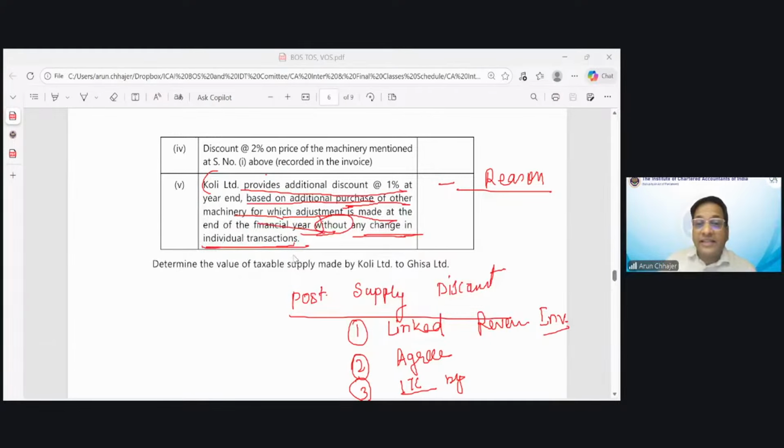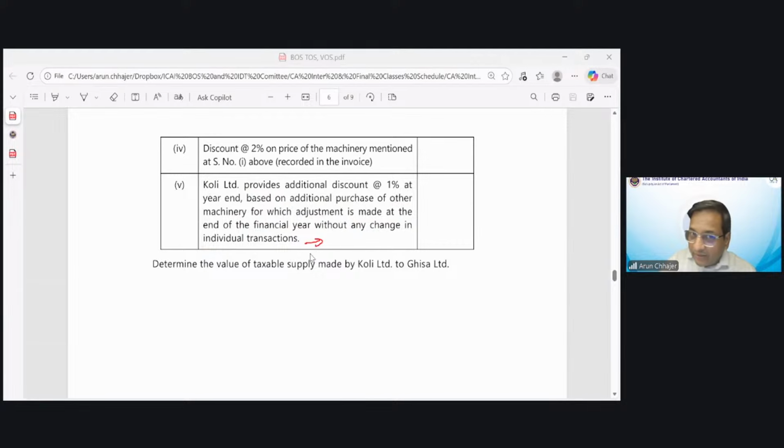So therefore, we can say it is not excluded. So I can say that three more conditions are there. If they are satisfied, then only we can exclude the same. Okay. So assuming that, because it is not linked, therefore it will not be reduced.